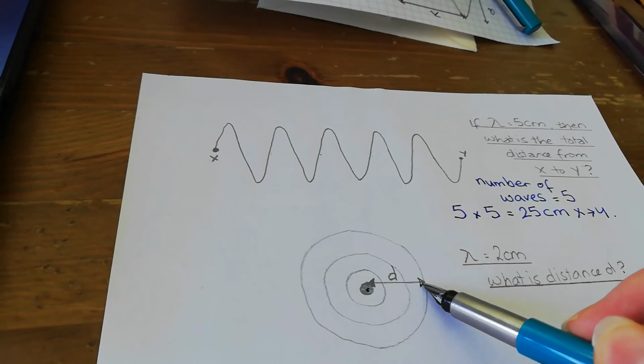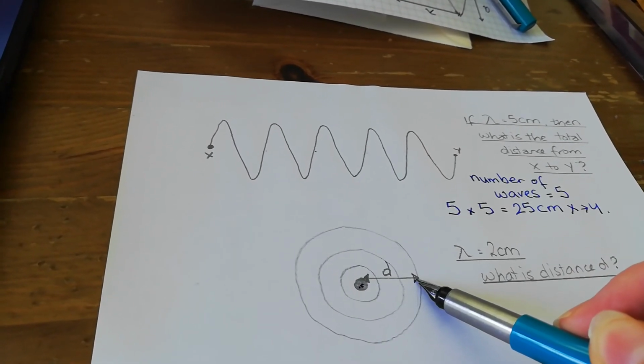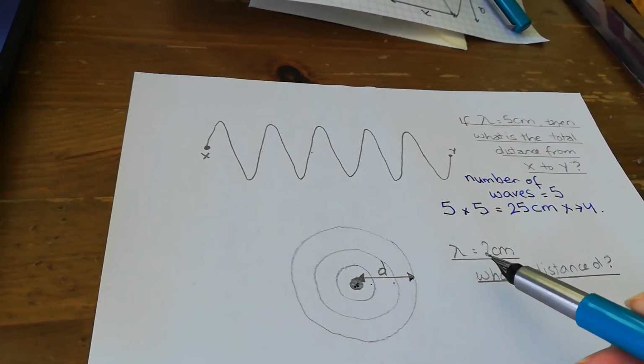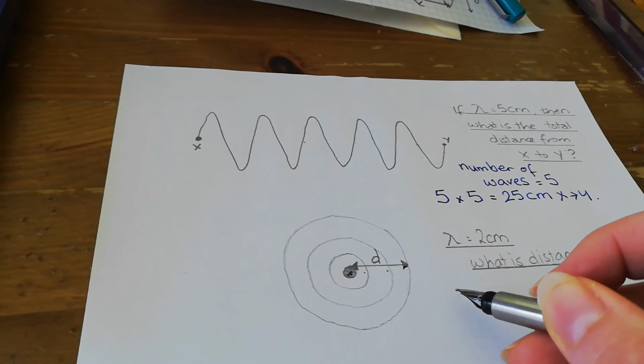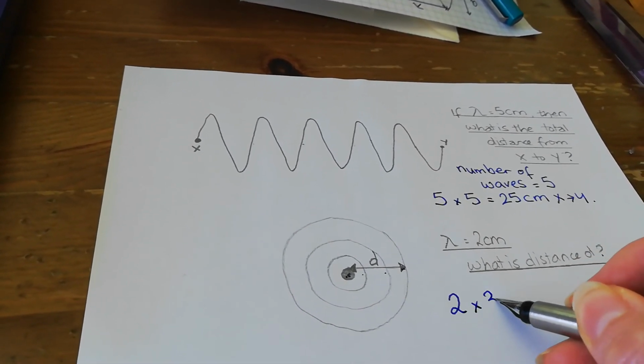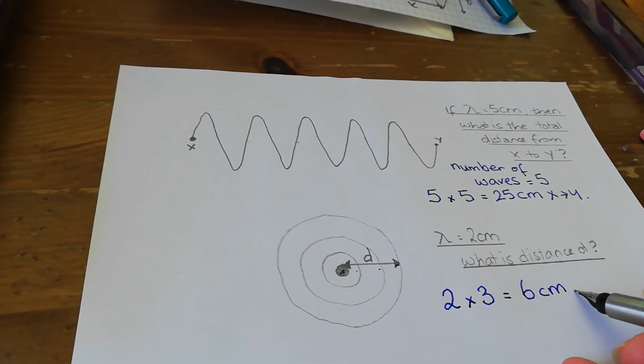So we need to find the distance from where the stone was dropped in to here, the 3rd wave crest. 1, 2, 3. We know the wavelength is 2, so we have a wavelength of 2, and we have 3 waves. So we have a distance of 6 centimeters.